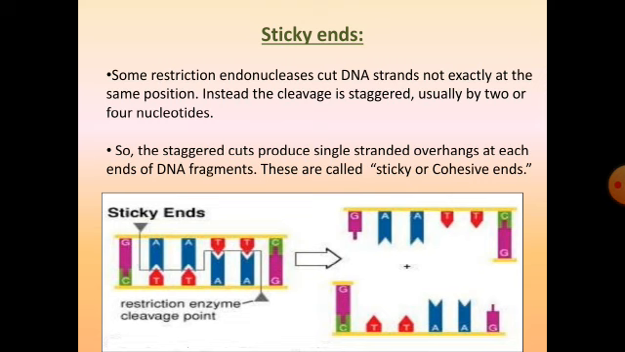Then the second type of product is sticky end. Some restriction endonucleases cut DNA strands not exactly at the same position. Instead, the cleavage is staggered, usually by 2 or 4 nucleotides. So, the staggered cuts produce single-stranded overhangs at each end of the DNA fragments. This type of cutting gives sticky or cohesive ends.